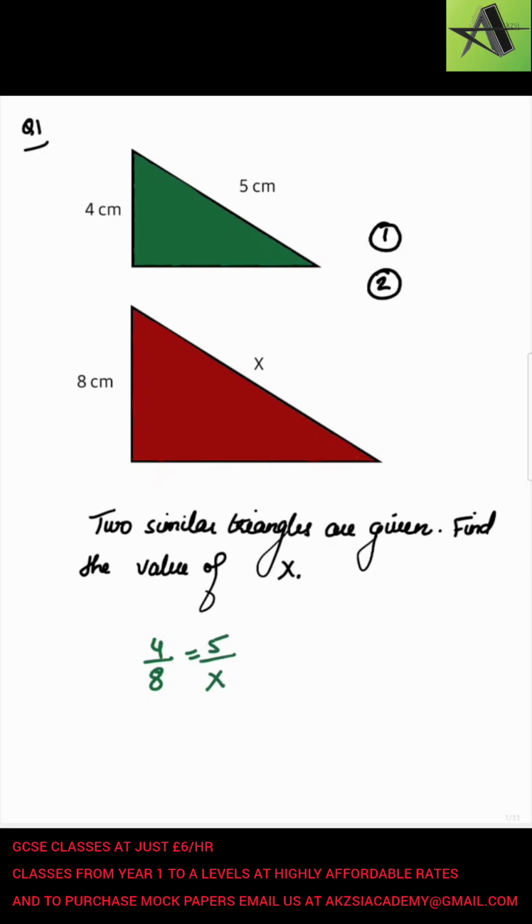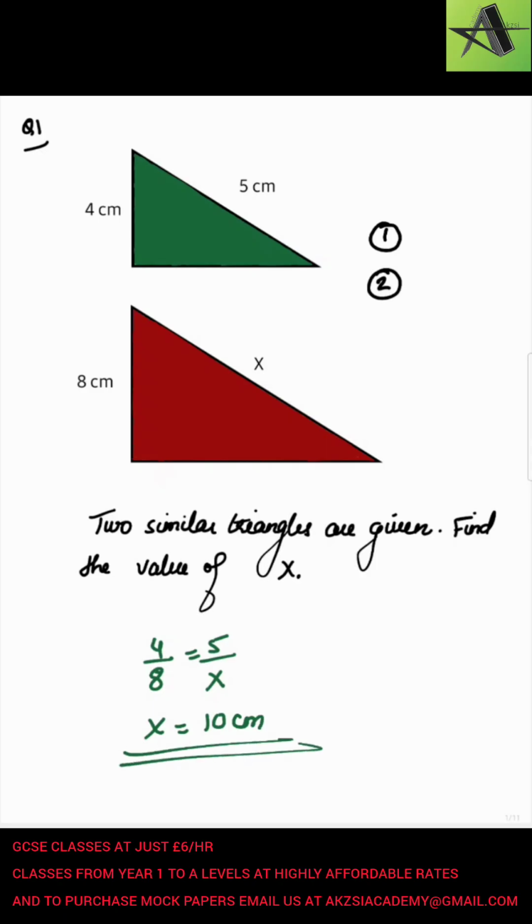Remember, if in the numerator you are using the sides of the green triangle, then every time the sides of the green triangle will be in the numerator and the sides of the red triangle will be in the denominator. If you do something random, you will not get the correct answer. So from here I can calculate the value of x as 10 centimeters.